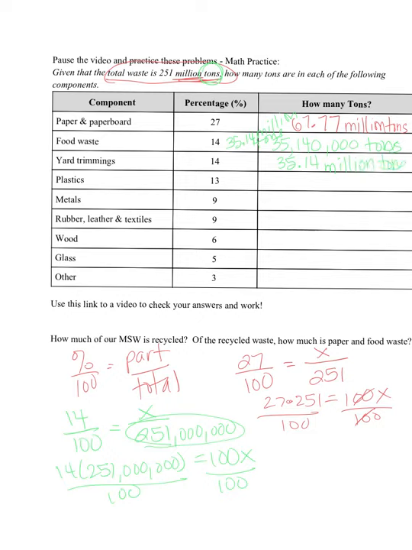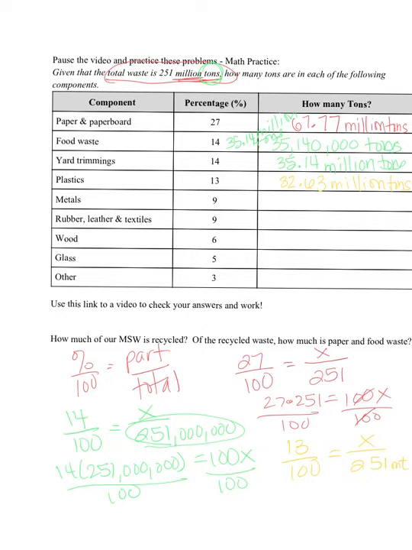I'm going to try plastics now. So for plastics, it's going to be 13%. So 13 out of 100 is what out of 251? I'll just say MT, million tons. I'm going to cross multiply and solve, and I'm going to get 32.63 million tons. And again, notice I put the million tons there.